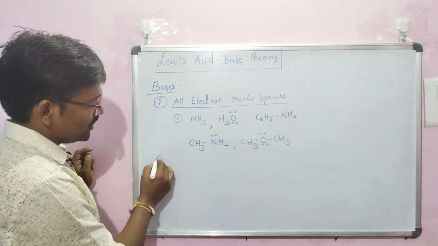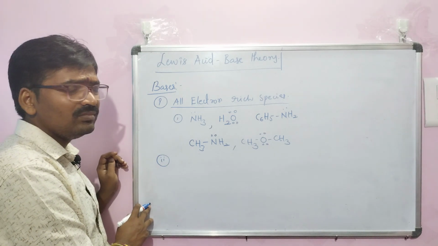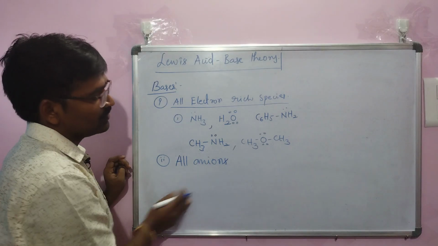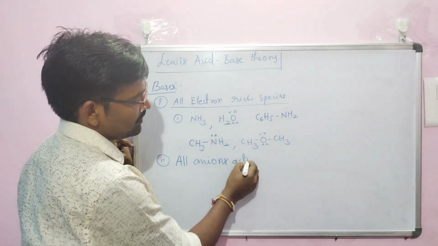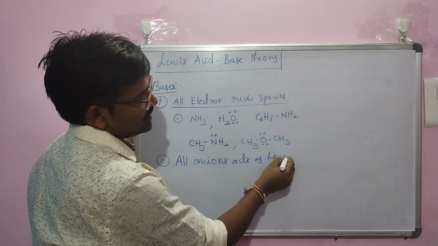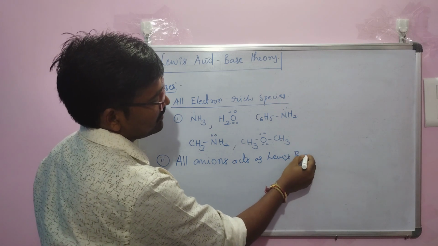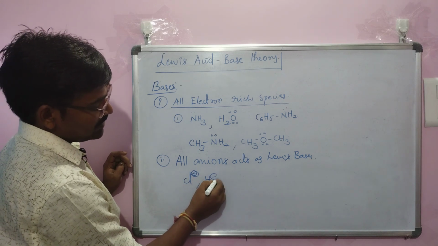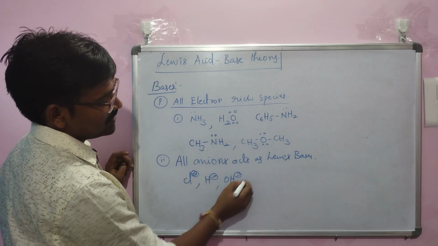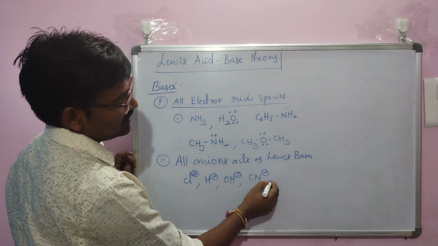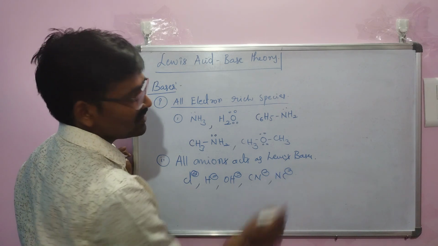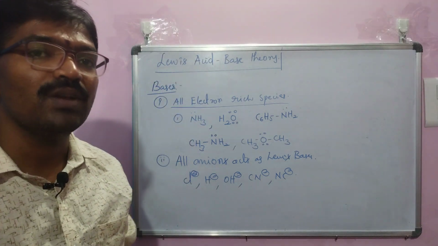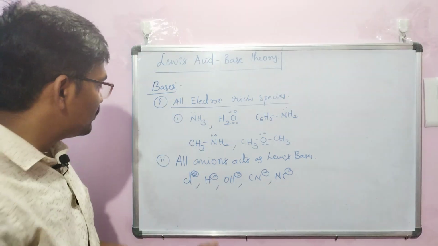Next, one more point: all anions act as Lewis bases. Anions such as Cl minus, H minus, OH minus, CN minus, NC minus, all these are Lewis bases because they are electron rich.